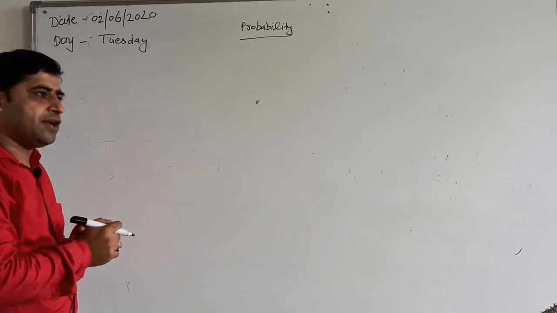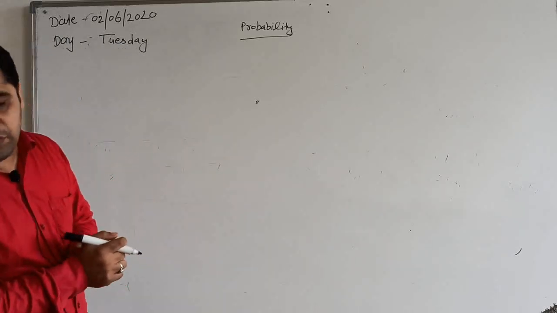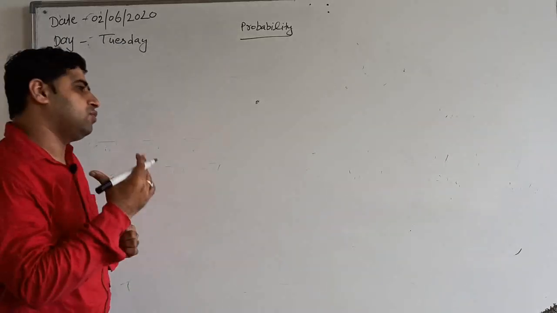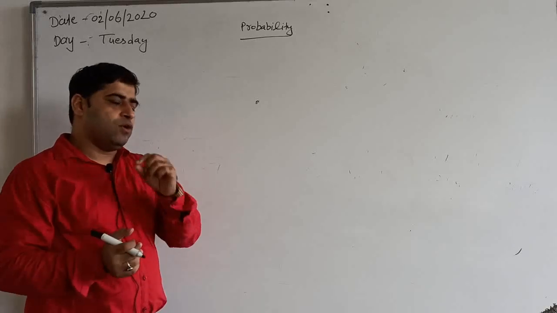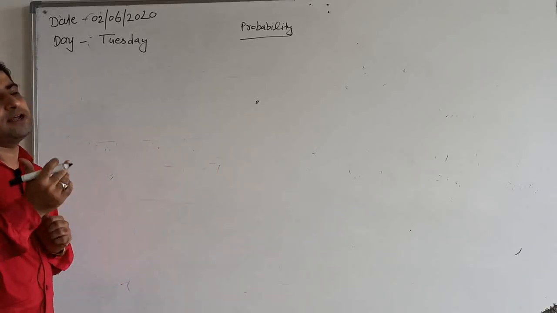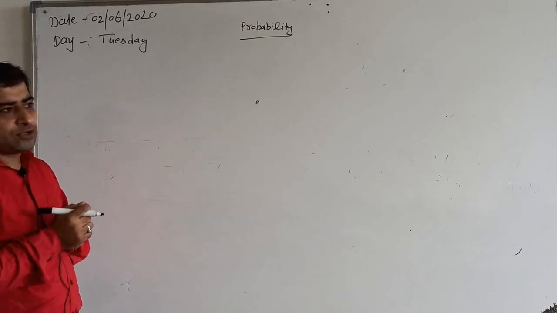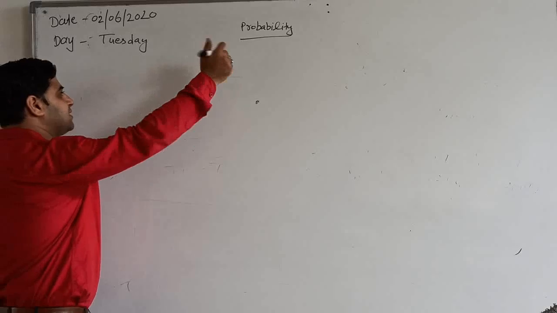Today we have taken two dice. One of the questions given to you: two dice are given, one dice is gray, one dice is red. So how many total outcomes will come out? So we have two dice.